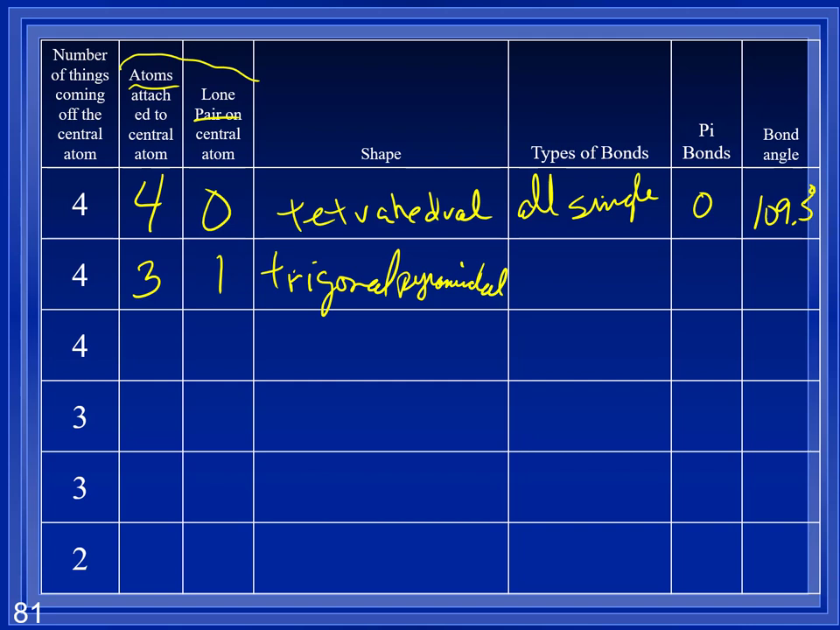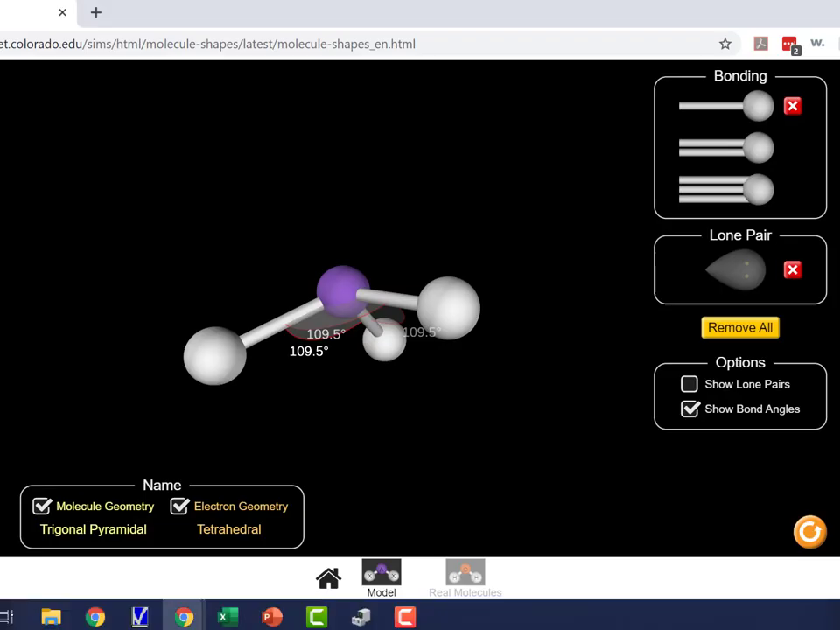What kind of bonds do we have there? They were all single again, weren't they? How many pi bonds did I have? 0. What's the bond angle? Still 109.5 degrees. Still 4 pairs trying to get away from each other, so it's going to stay 109.5 degrees.